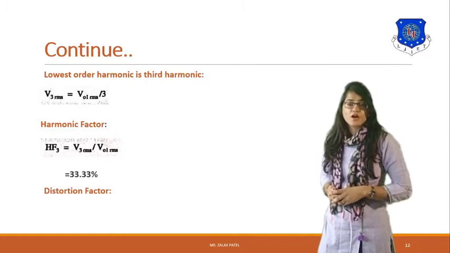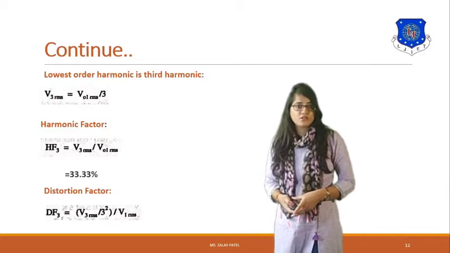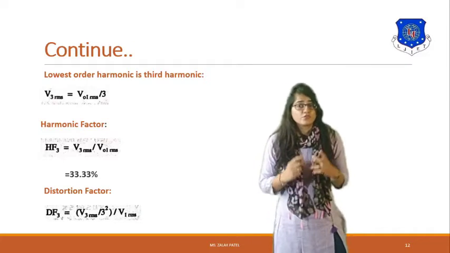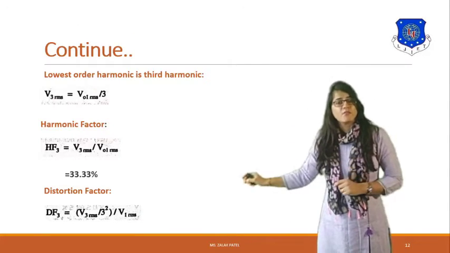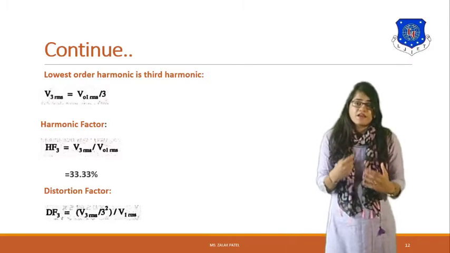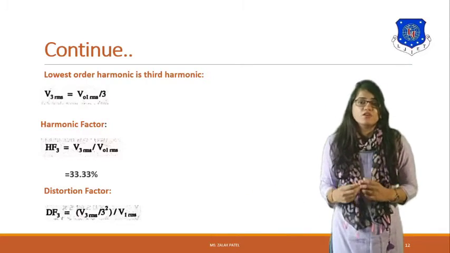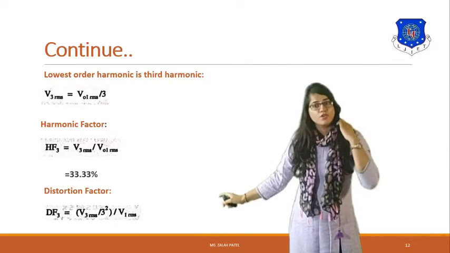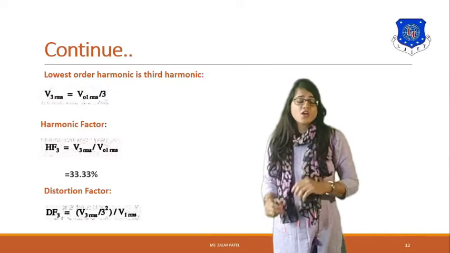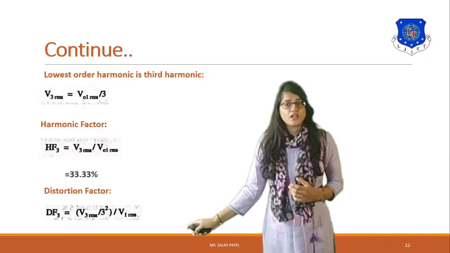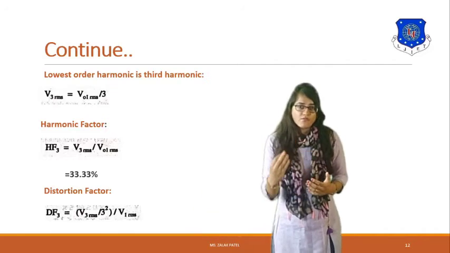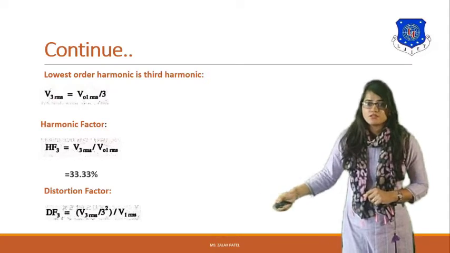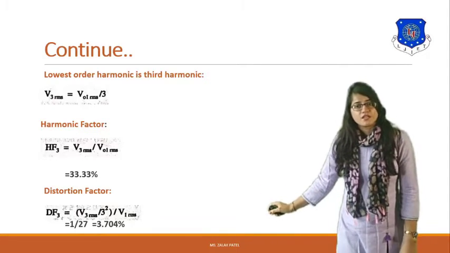Same way we can also find out the distortion factor for the third harmonic. It is the RMS value upon factor square. Here we have to calculate it for the third one, so we have to divide it by factor 3. If you want to calculate for the seventh, then you have to calculate the RMS value of the seventh harmonic by the factor 7. Here we have to calculate the lowest order harmonic, that is the third harmonic. So simply let's put it: V3 RMS upon 3 square divided by the fundamental value, which is V1 RMS.